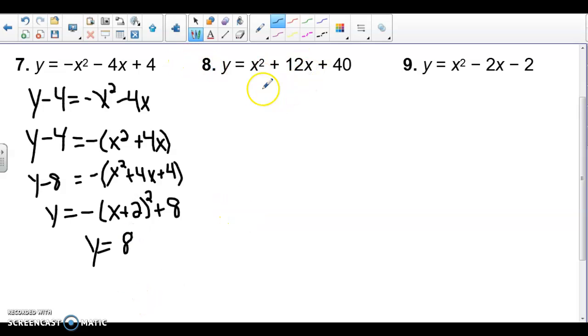Alright, for number 8, we will subtract 40 from both sides. Give me y minus 40 equals x squared plus 12x. Then we will complete the square for the right-hand side, taking half of our b value, which is 12, giving us 6. 6 squared is 36. So I have x squared plus 12x plus 36 on this side.